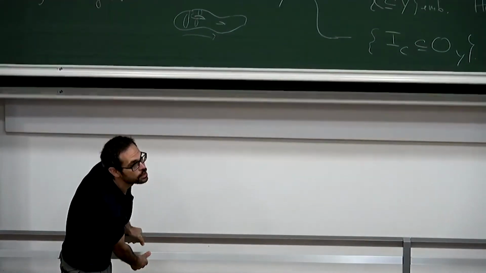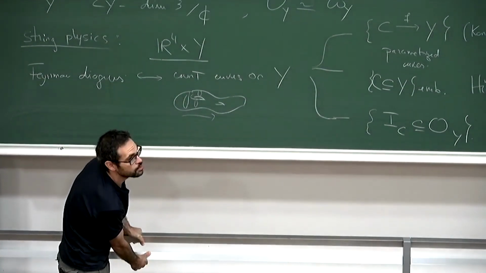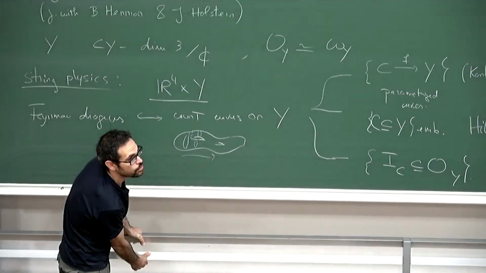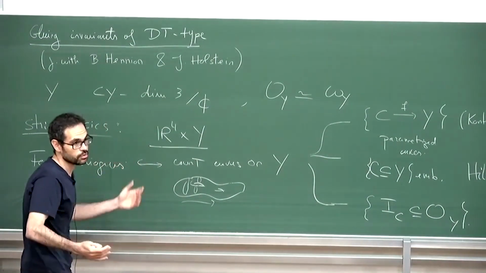Sorry? What is Tx? Tx, so in this case, I have to assume that my scheme is of finite presentation. So the dual of the cotangent complex exists. It's a perfect complex, so the dual exists. Okay?